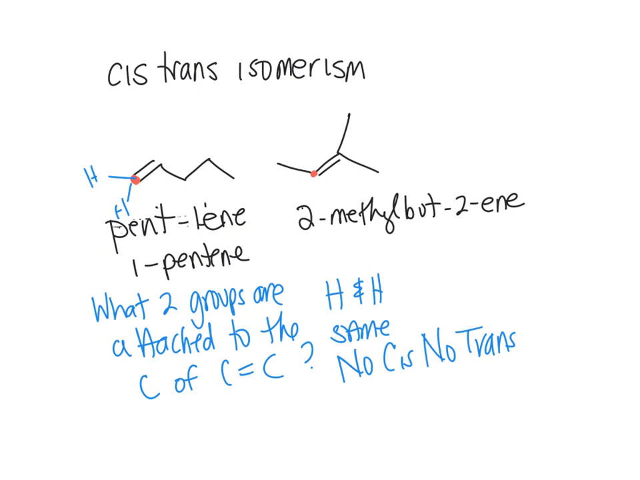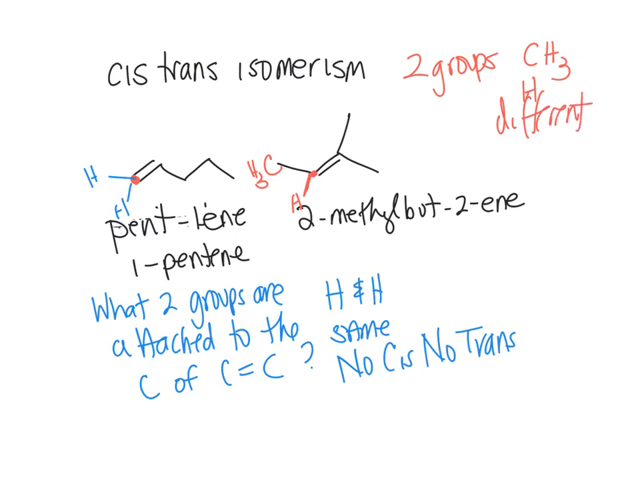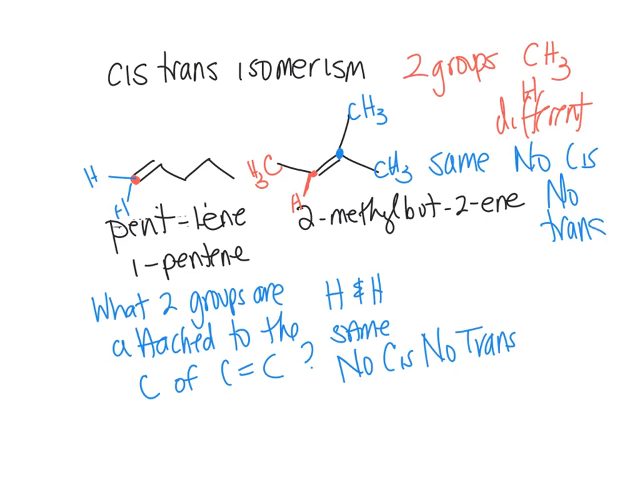So you go to the first carbon of the carbon-carbon double bond and you say, what are the two groups? And here you have a CH3 and a hydrogen. So you can draw the hydrogen in there. These are different. So if they're different, then you got to go to the next carbon. So this is the next carbon, and you see that you have a CH3 and a CH3. So those are the same. So no cis and no trans isomerism. So you don't have to worry about putting cis and trans in the name.